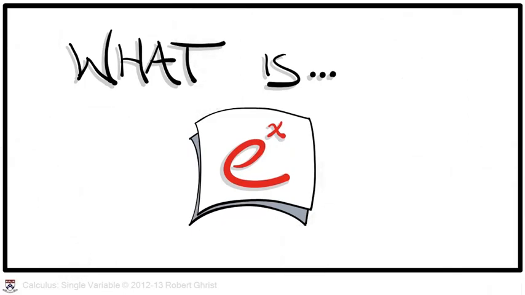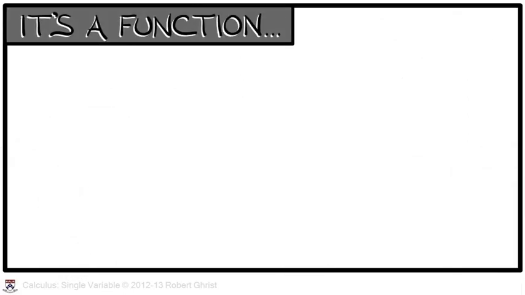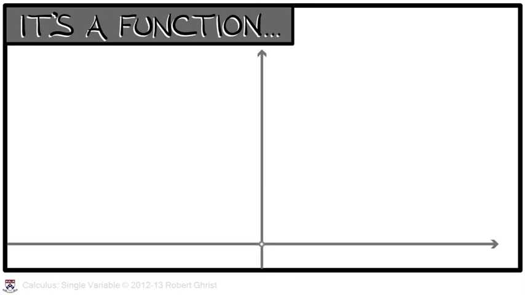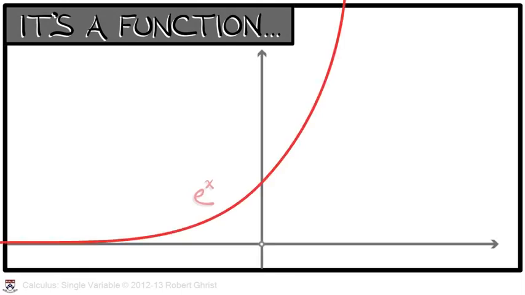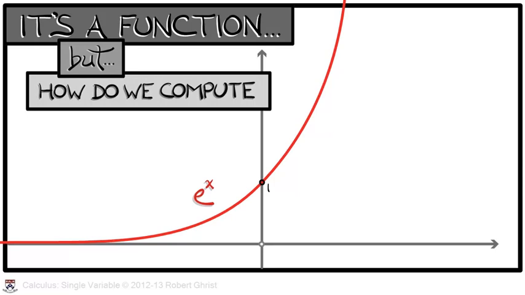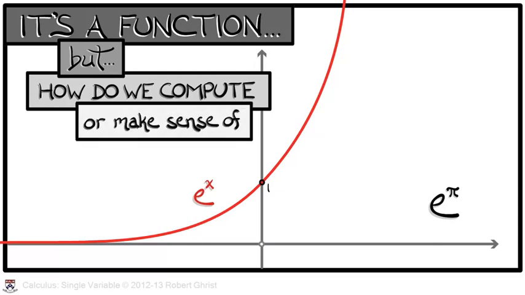the exponential function? Well, of course, it's a function. Hence, we can plot the graph of this function and consider what the output, e to the x, looks like for various inputs, x. But how do we compute some of these outputs, let's say for an irrational input, like pi? How would we even make sense of exponentiating an imaginary or a complex number?